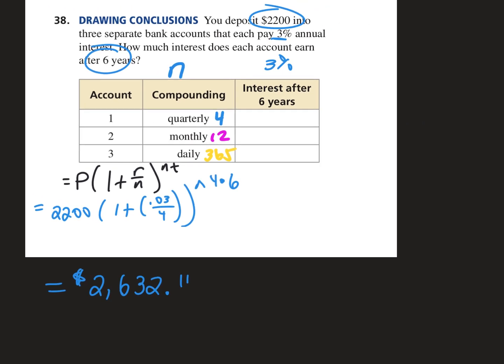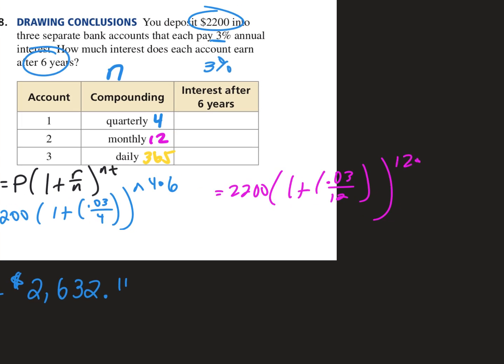So let's do the same thing, but now we're going to use all the same values. The only thing that's going to change is my n. So 2,200, 1 plus. Interest rate is still 0.03, but I'm changing my n value to 12, and then I raise it to the 12 times 6. So 2,200, parenthesis, 1 plus 0.03 divided by 12, close your parenthesis, and then 12 times 6.